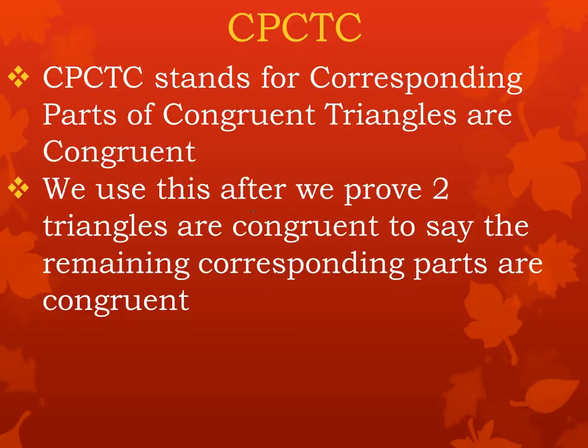So CPCTC stands for corresponding parts of congruent triangles are congruent. Now we use this after we prove two triangles are congruent, because as we know when we first discussed congruent triangles, that meant that if two triangles are congruent, all three angle pairs are congruent to each other, and all three side pairs are congruent to each other. And in all our proofs, we only need to find 3 of those 6 pieces of information. 3 sides, none of the angles, 2 sides and an angle between, and so on. So I can use CPCTC to say afterwards, whatever remaining pieces I want to use, they have to be congruent because they're corresponding parts.